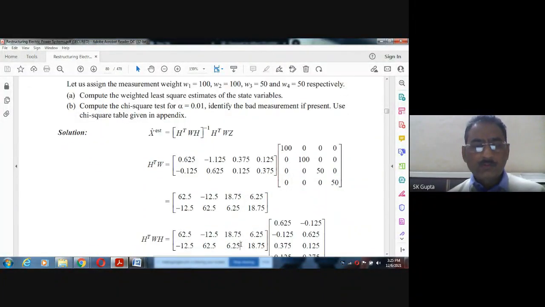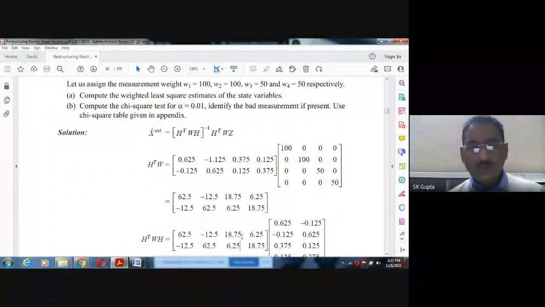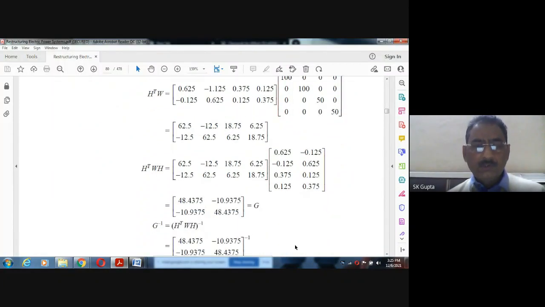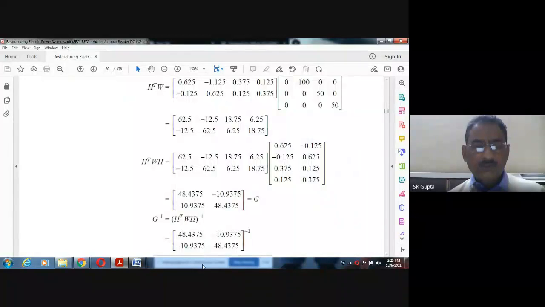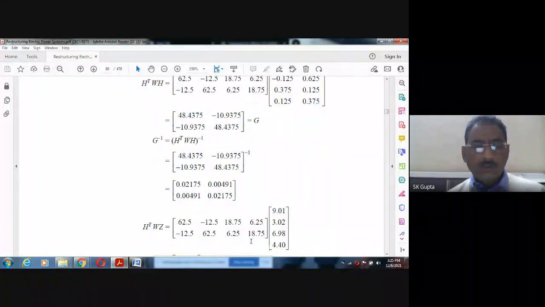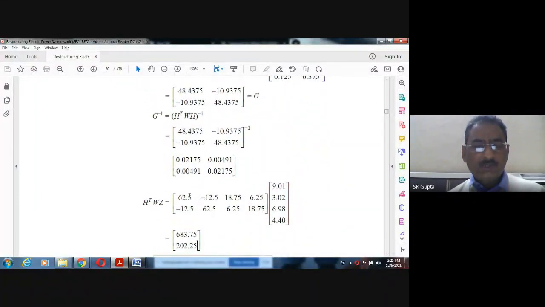H transpose W. अगेन H ट्रांसपोर्ट W ये आ गया, फिर इसमें H, दिस H इज गिवन, इस H को फिर मल्टीप्लाई करेंगे तो WH आ गया. देन वी फाइंड द इनवर्स ऑफ दिस. H ट्रांसपोर्ट WH इज कॉल्ड द G. टेक द इनवर्स ऑफ दिस. ये वैल्यू आ गया इनवर्स. ओके, इनवर्स आ गया. देन वी डू H ट्रांसपोर्ट W पहले निकाल चुके हैं, जस्ट मल्टीप्लाई बाय Z.